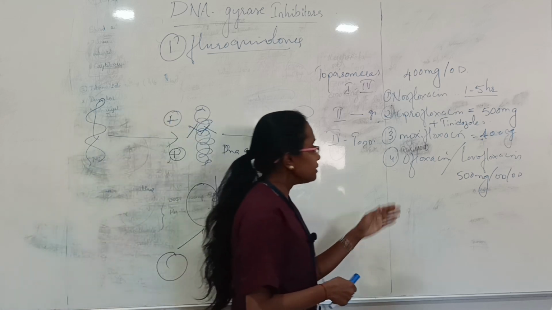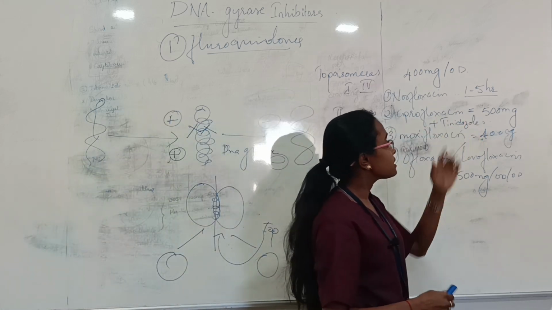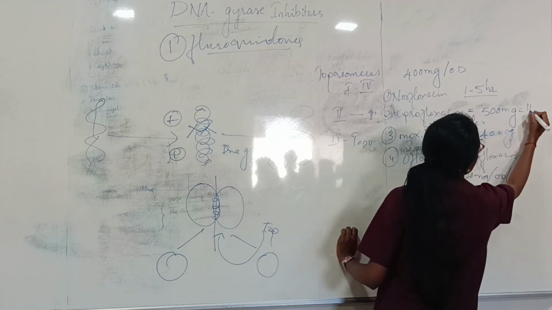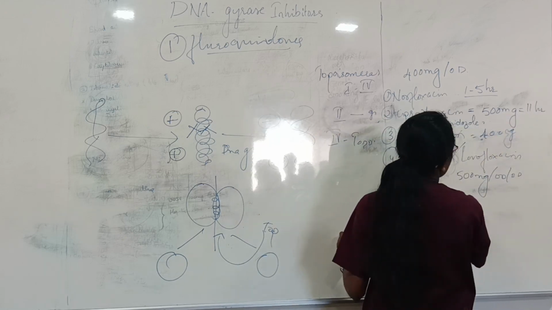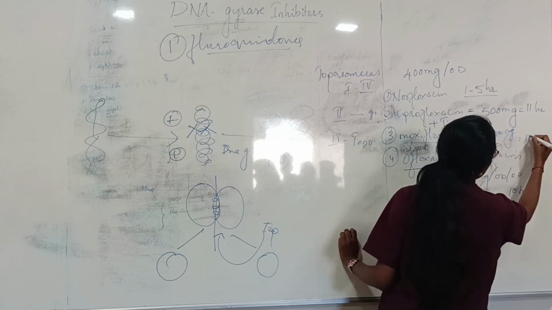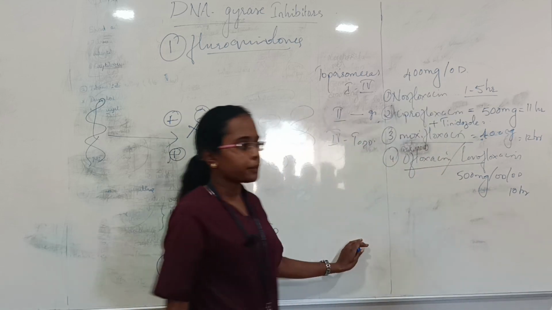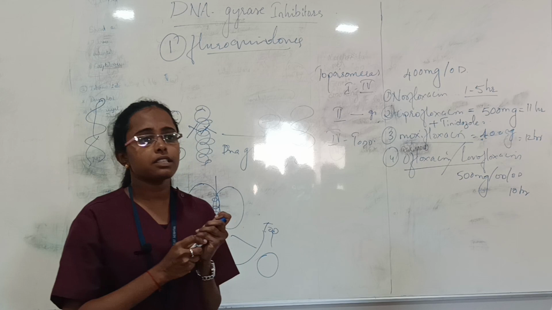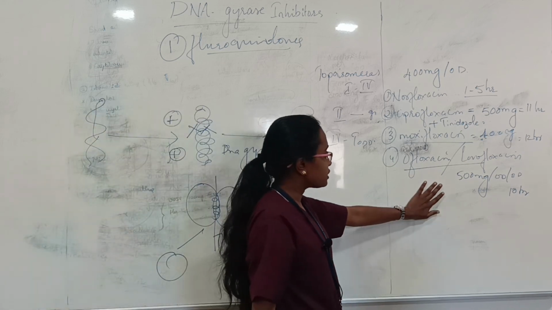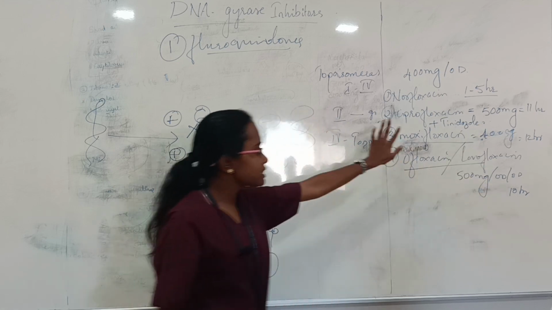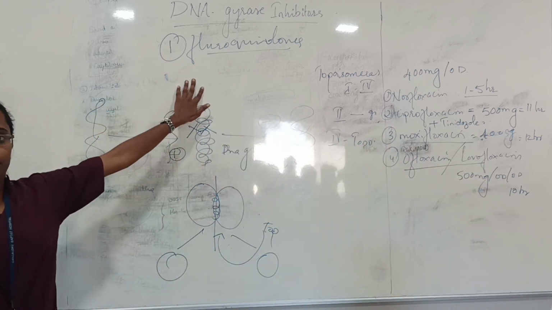Norfloxacin has a half-life of 1 to 5 hours, ciprofloxacin has 11 hours, levofloxacin has 10 hours and moxifloxacin has 12 hours. Most commonly the drugs used in the hospital are levofloxacin or ciprofloxacin in combination with tinidazole. These are the drugs which come under fluoroquinolones.